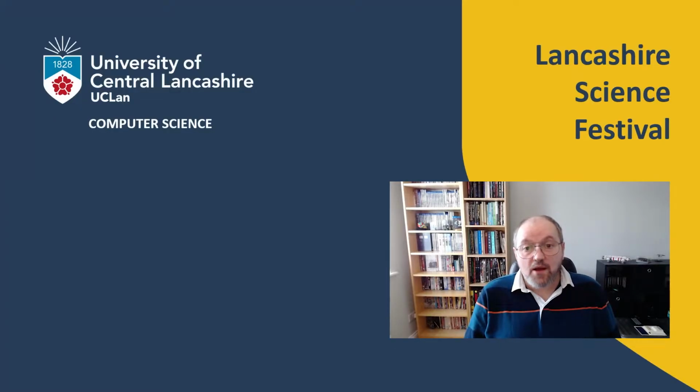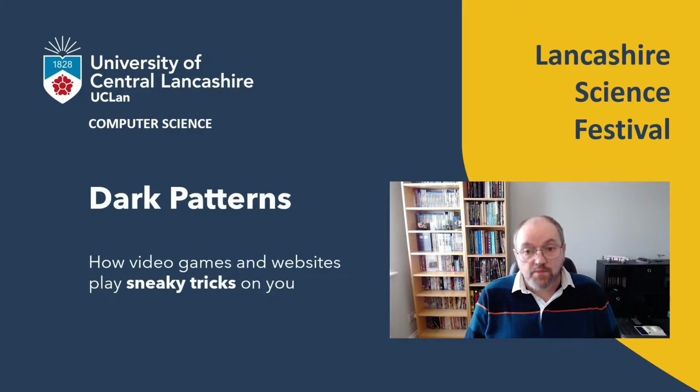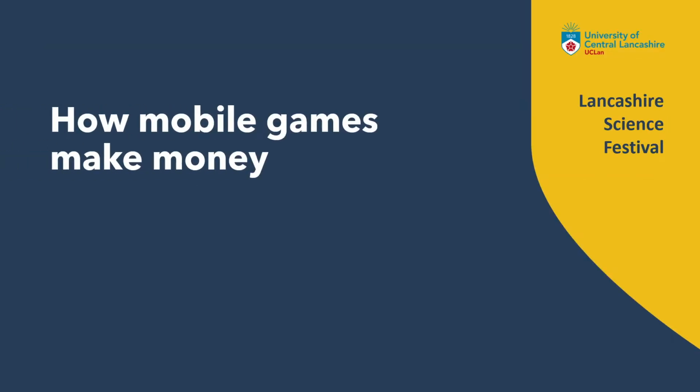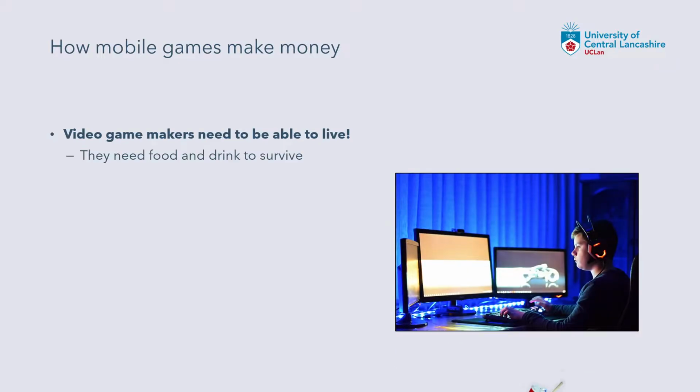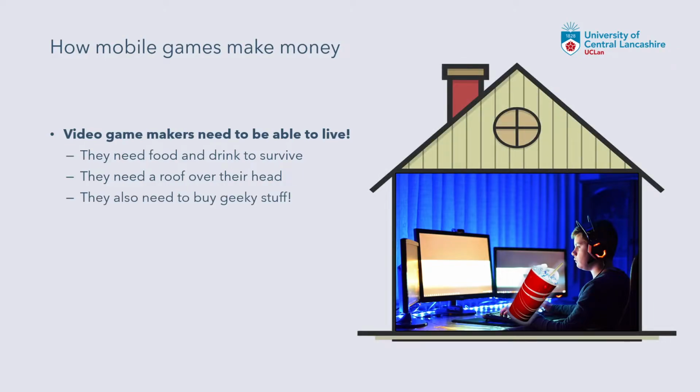In this video I'm going to talk about dark patterns. These are the ways that video games and websites play sneaky tricks on you. Have you ever thought about mobile games and how they make their money? Video game makers need to be able to live. They need food and drink to survive. They need a roof over their head. And they also need to be able to buy geeky stuff. So they build games to make money.